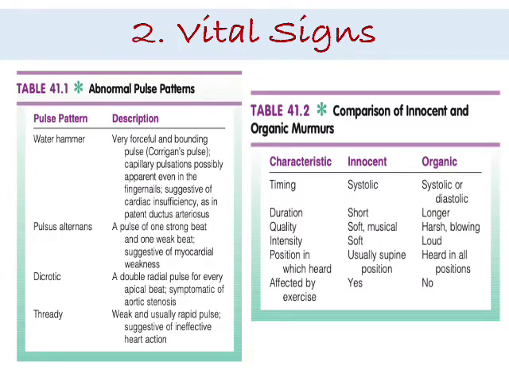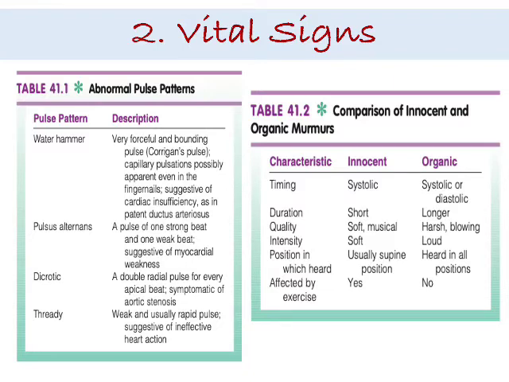Table 41.1 shows the abnormal pulse patterns. Tachycardia, more than 160 for infants and more than 100 for children 3 years old and above, needs investigation, and it is significant if it persists, especially during sleep, when excitement and activity are removed.